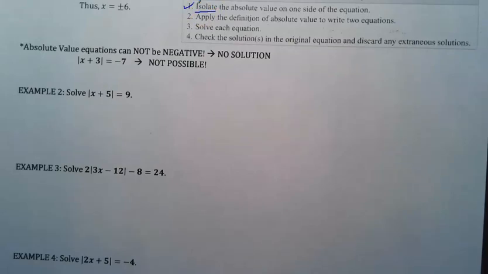Step 2 is apply the definition of absolute value to write two equations. So we're going to split this off and have x plus 5 equals 9 and x plus 5 equals negative 9.